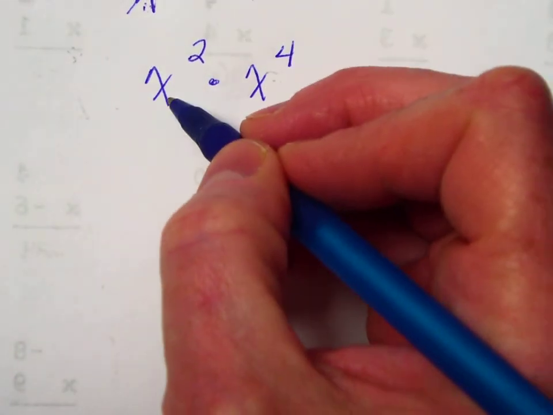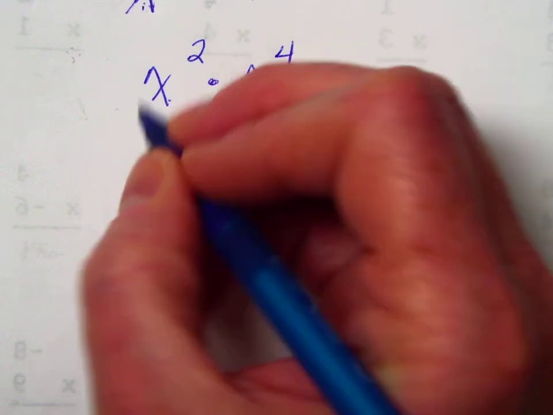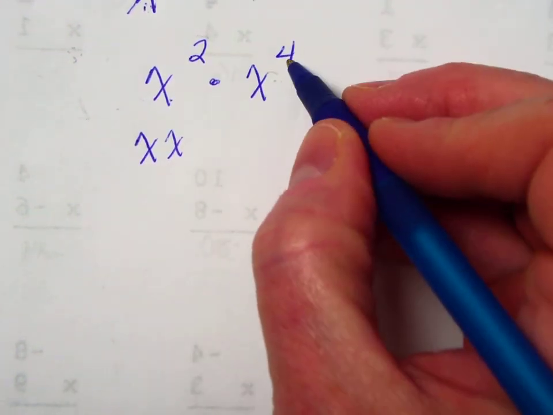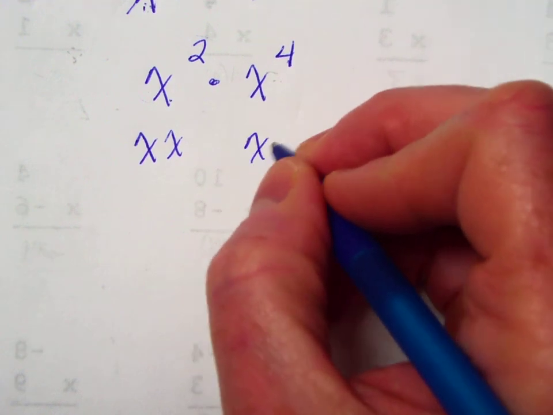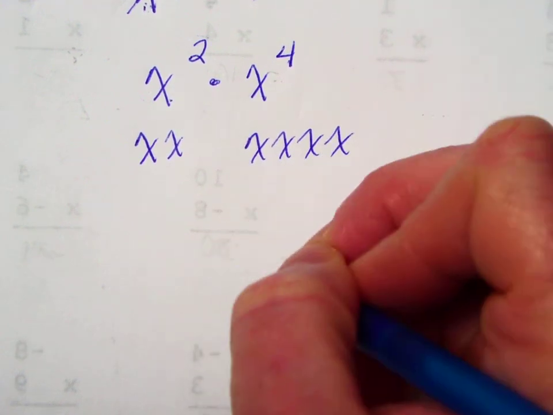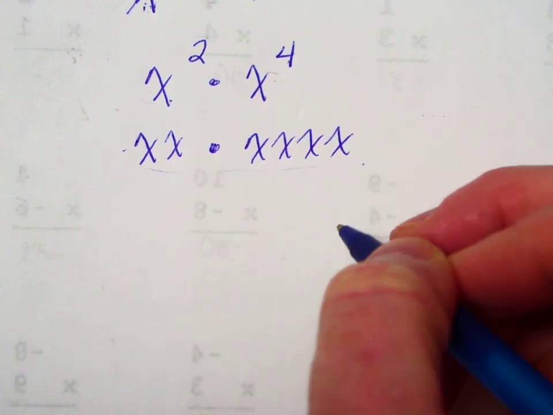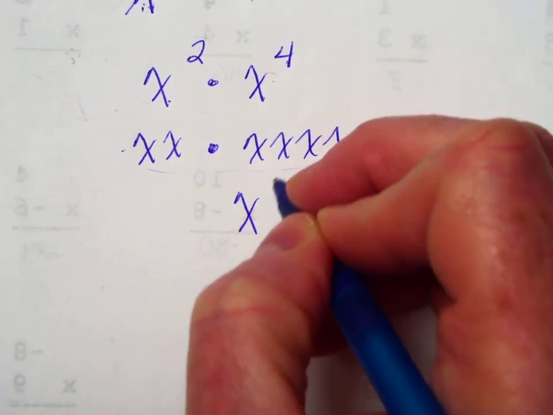How many x's would I be talking about right here? 2. So I would have x times x creates x squared. How many x's would I be talking about here? 4. X, x, x, x. This times this, how many total x's do I have here? And that's exactly how you would write it.